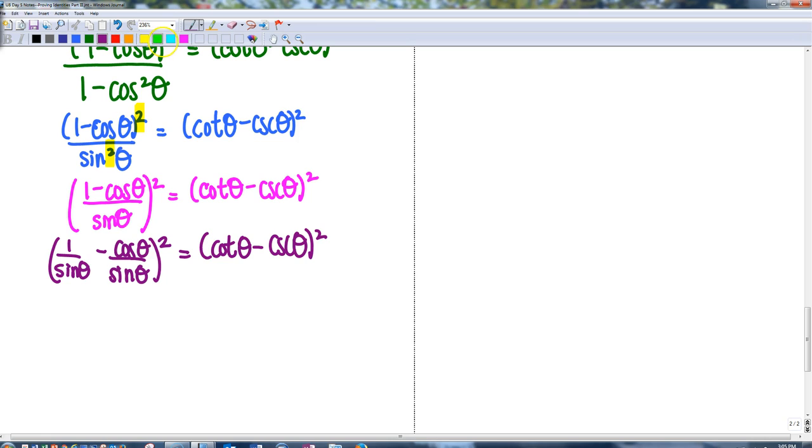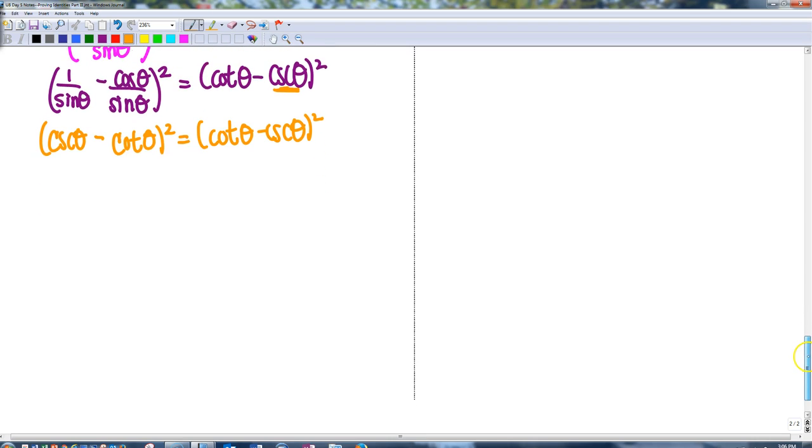All right, so now what? Well, let's see what we can do with this. 1 over sine of theta, you know is cosecant theta. And that's good since there's a cosecant theta over here. And cosine over sine is cotangent theta. So that's also good because we have a cotangent theta on the other side. The issue is that these two are switched.